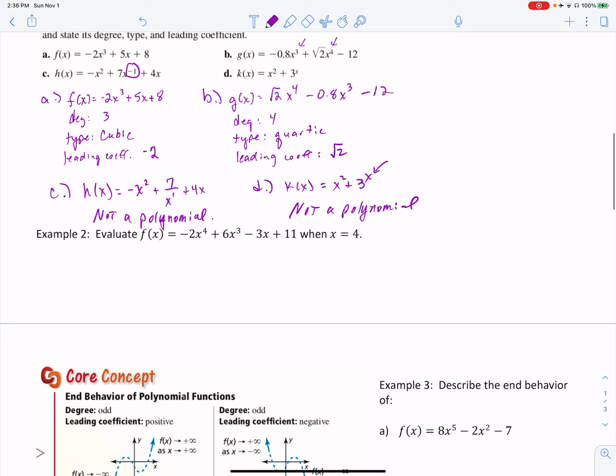Example 2, evaluate this function when x is 4. And what that means is let x be 4 and plug that in. And so start by writing the original problem down. Show this substitution step. And 4 to the 4th is 4 squared times 4 squared, which is 16 times 16, so that's a 256. And 4 cubed is 64.